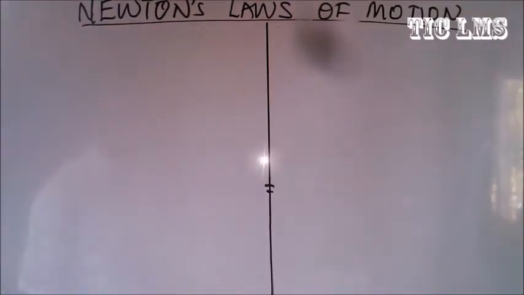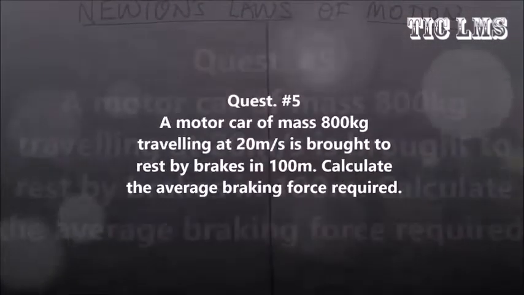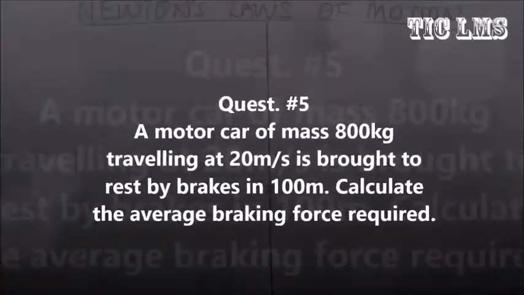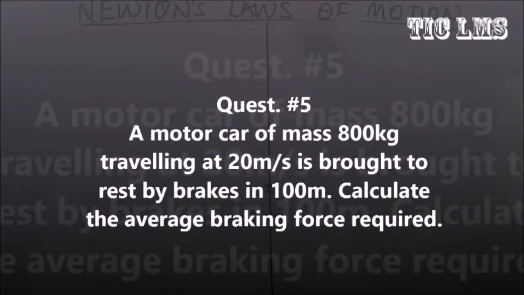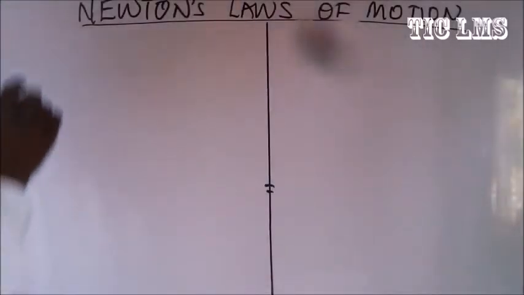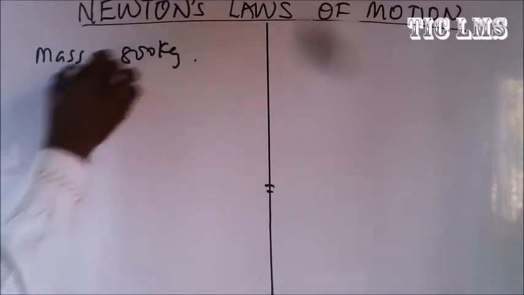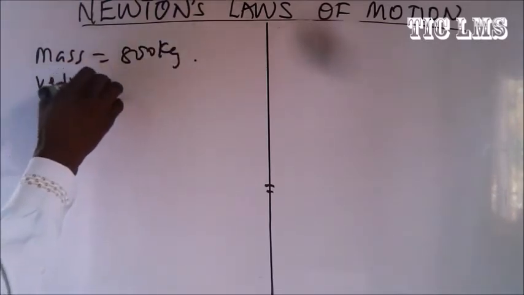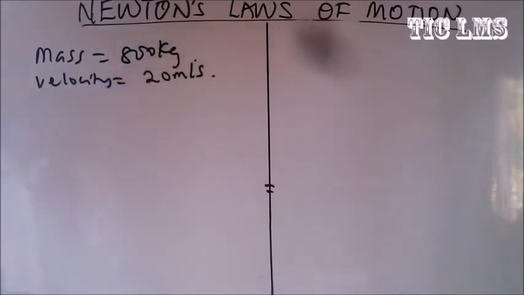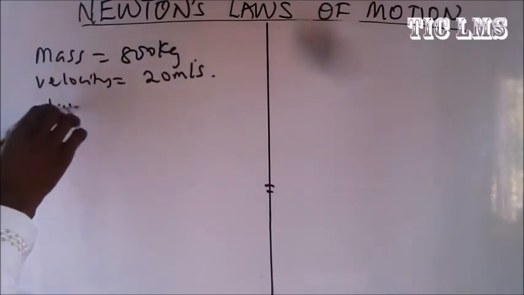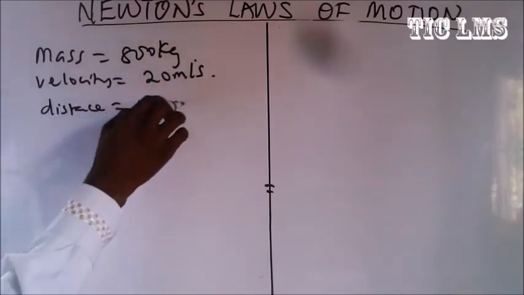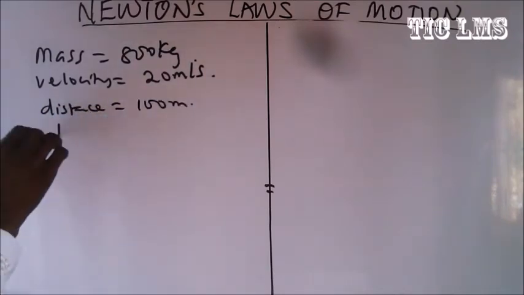Next question says, a motor car of mass 800 kg traveling at 20 meters per second is brought to rest by brakes in 100 meters. Calculate the average braking force required. Here we have a car of mass 800 kg which is traveling at a velocity of 20 meters per second. A brake was applied and it stopped after it traveled a distance of 100 meters. We are asked to calculate the average force.